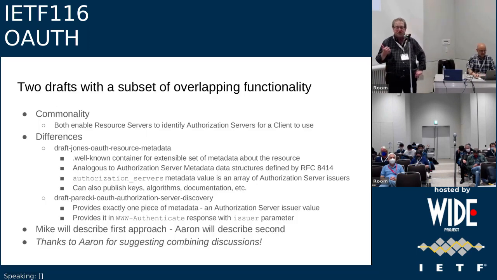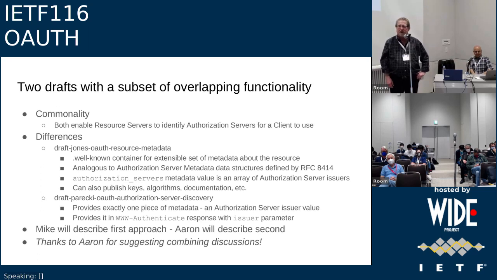So there's two drafts. The thing in common is both enable a resource server, a protected resource, to identify one or more authorization servers that a client can use with it. It's a straightforward thing to want to do. There's different ways you can do it.